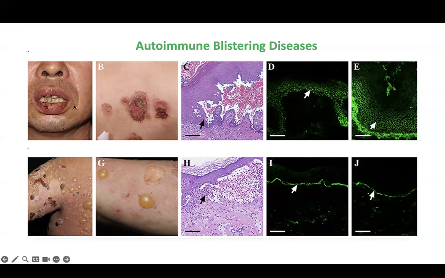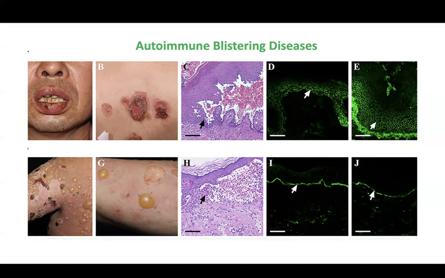So the first one is pemphigus vulgaris. Pemphigus vulgaris is usually mucosal, so you have to examine the oral mucosa. The most severe complaint is the oral involvement, with inability to eat and pain associated with it. And a good number also have skin involvement. As you can see, we're discussing a blistering disease, but you don't see a blister here; there was a blister that ruptured and left erosion.